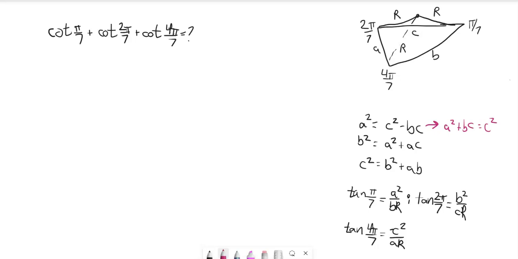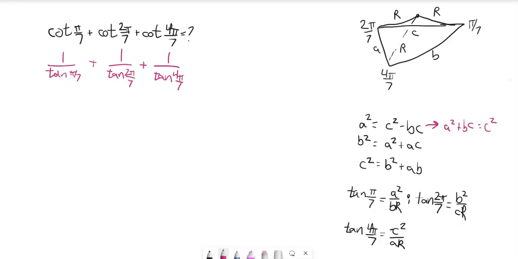Now this is a medium to hard level calculation. And the easiest way to do this one I have found was to rewrite each of the cotangents in their reciprocal form, meaning put them as 1 over tangent, because the reciprocal of tangent is equal to the cotangent of the given angle.